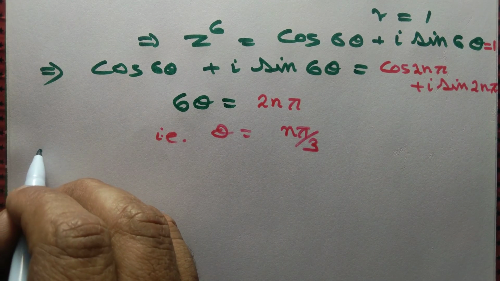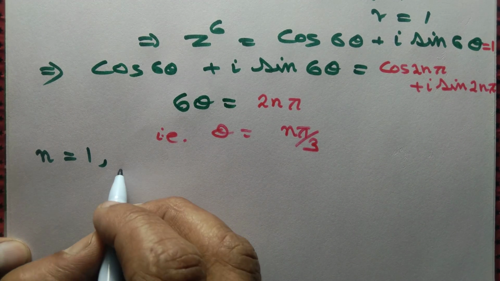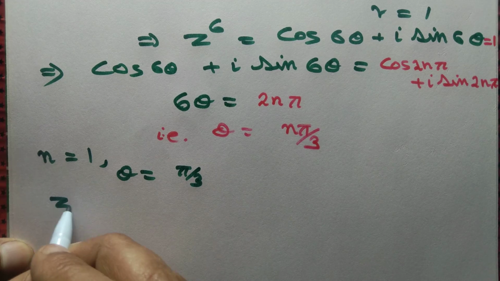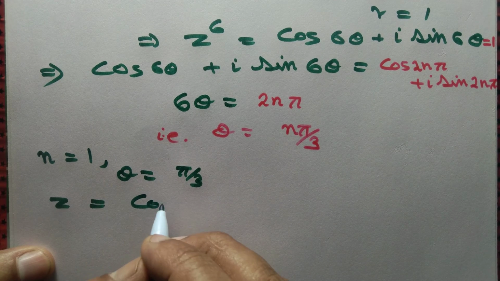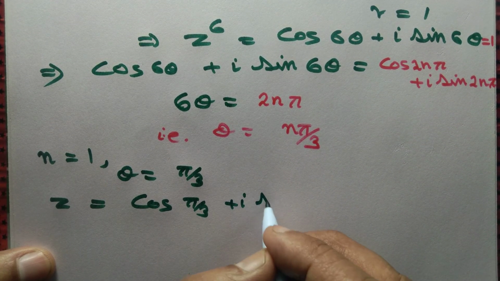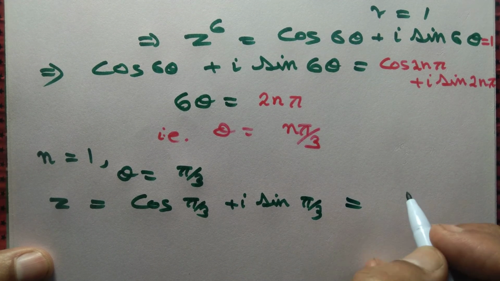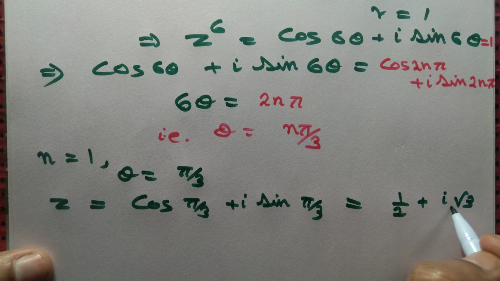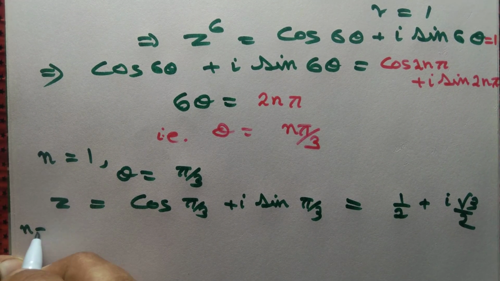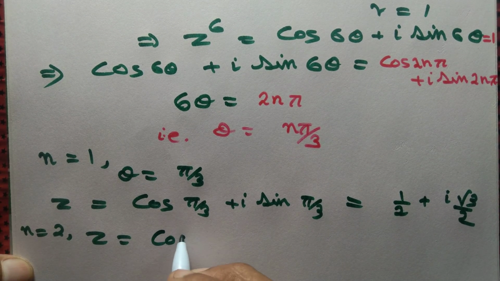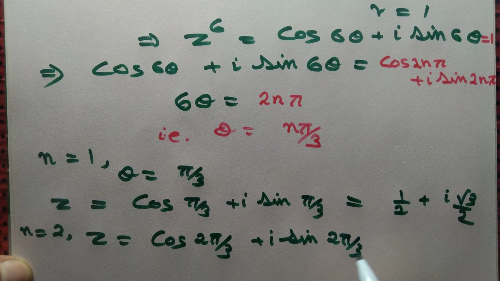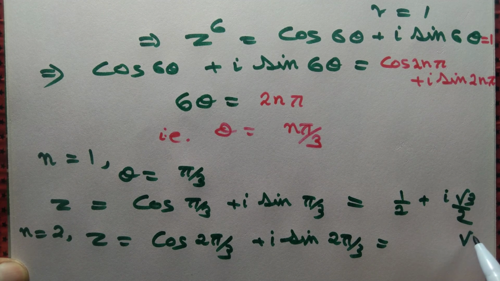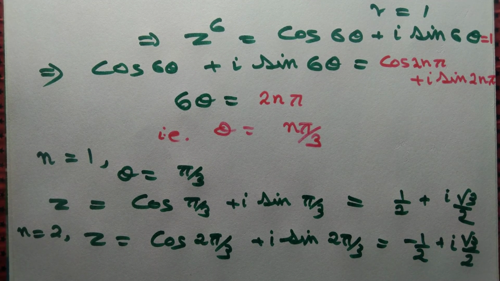When n equal to 1, theta equal to pi by 3, so z equal to, r is 1, cos theta plus i sin theta, so cos pi by 3 plus i sin pi by 3. That is equal to 1 by 2 plus i into root 3 by 2. When n equal to 2, z equal to cos 2 pi by 3 plus i sin 2 pi by 3. That is equal to minus half plus i root 3 by 2.